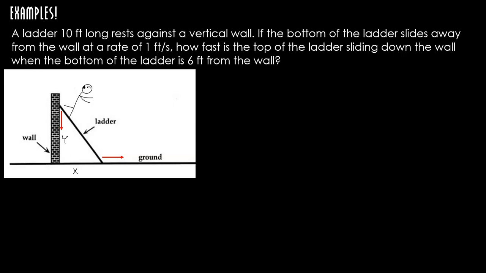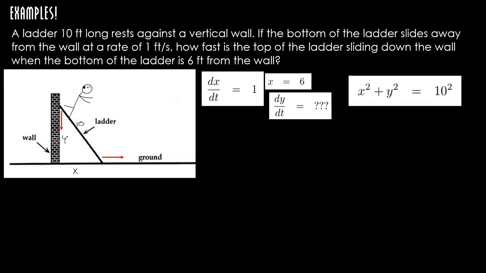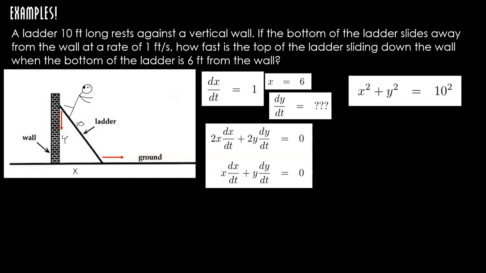So what do we know? I know the ladder is 10 feet long. I'm given that dx/dt is 1. I'm curious about what's happening when x equals 6. I'm looking for dy/dt. What relates all these things? Well, I know x squared plus y squared equals 10. So let's take the derivative with respect to time.